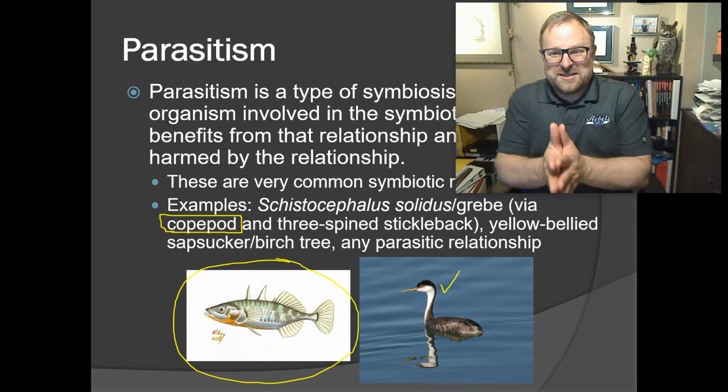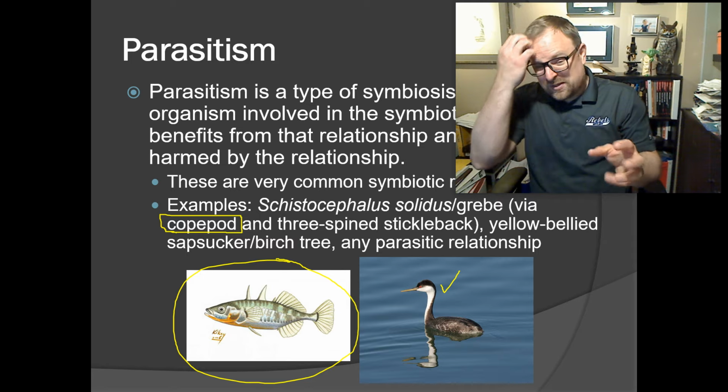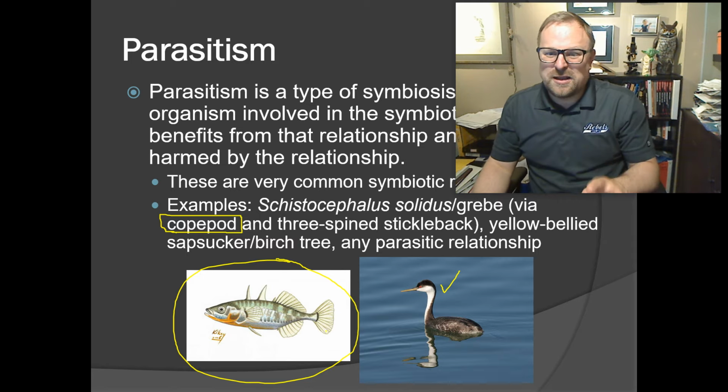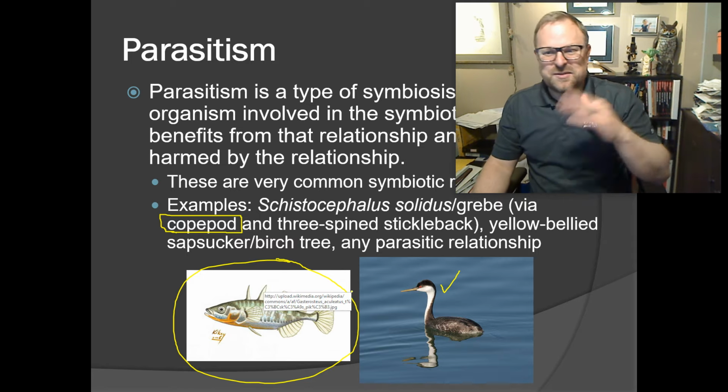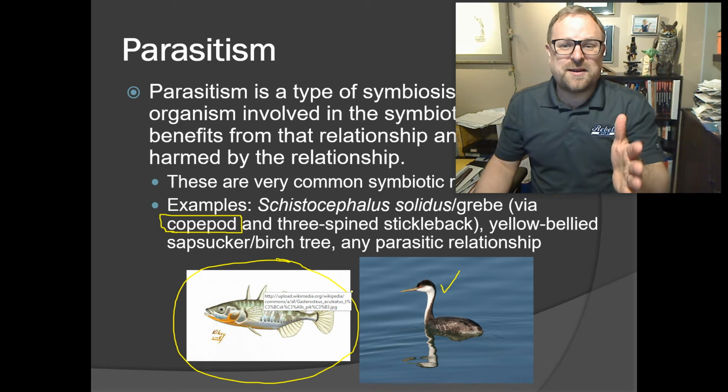Okay, so there are some examples of parasitism here, right? One organism parasitizing two, maybe three other kinds of organisms to complete its life cycle. Isn't that completely messed up? I think it is. I think it's fantastic.